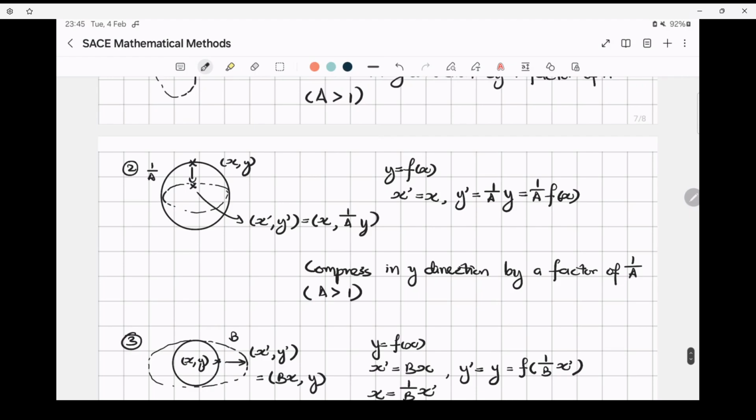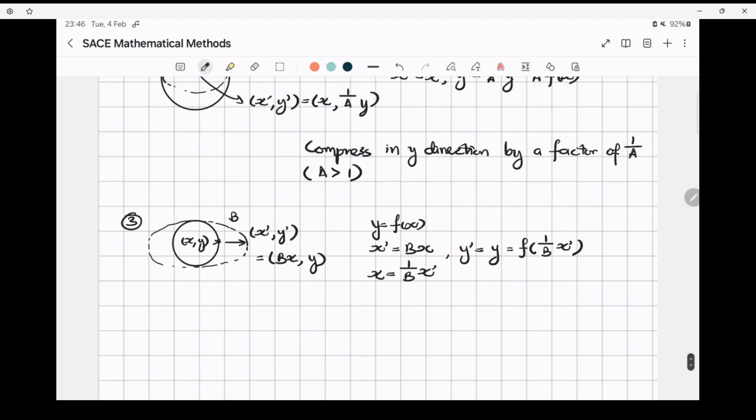So the reason why we don't need to do this in the first and second case is because x prime is equal to x. So technically speaking, this is also equal to 1 over a times x prime. That's why we don't need to do it. But in terms of your x direction, remember that you have to do it.